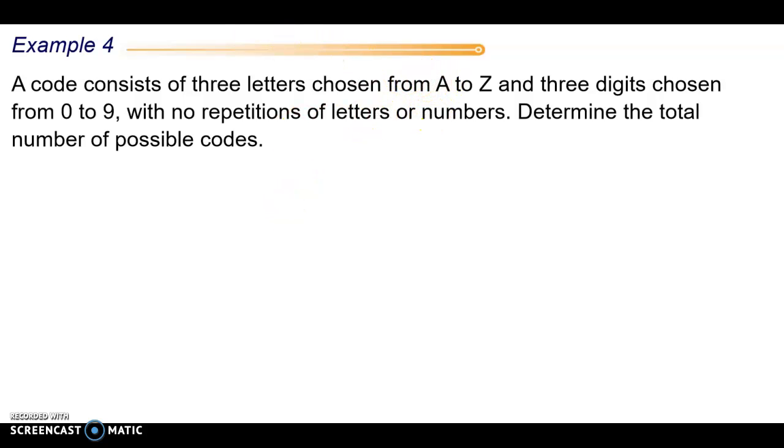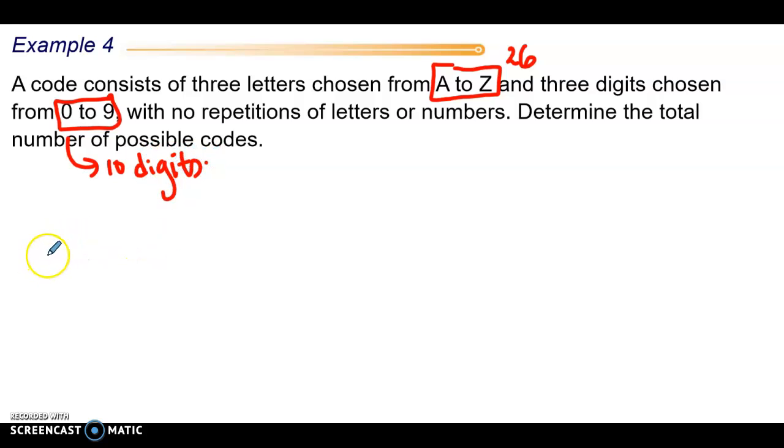So first of all, we have letters A to Z. So there are 26 letters. And digits 0 to 9, there are 10 possible digits. So we can approach this question using our fundamental counting principle, where we want a letter, letter, letter, and a digit, digit, digit.